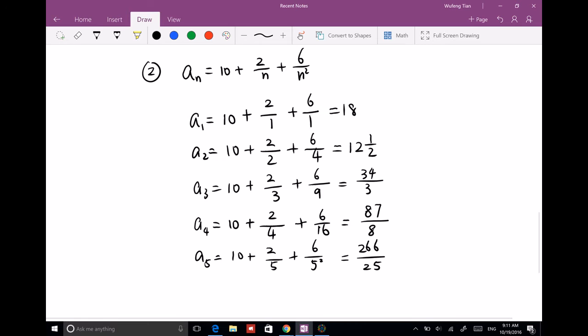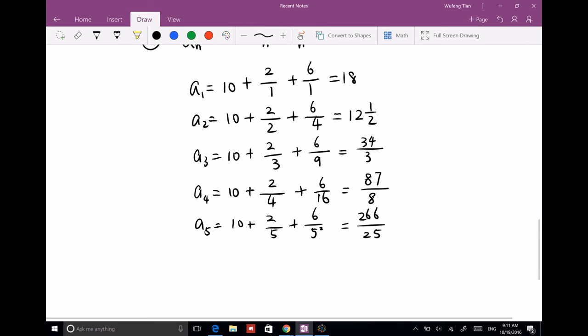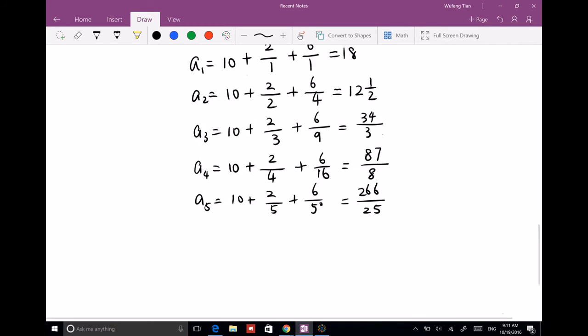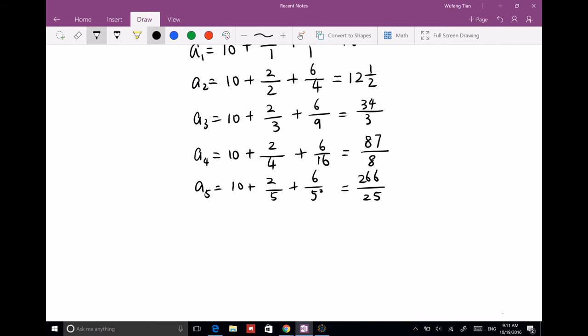And this is the second example of a sequence. Give you a sequence, give you a term, like a function of an, find the first 5 terms of the sequence. So next, we're going to look at the limits of sequences.